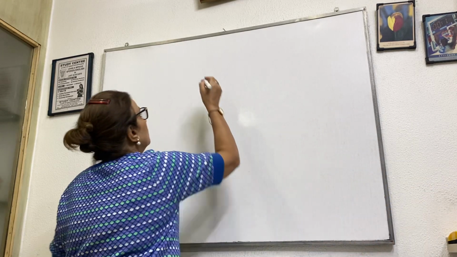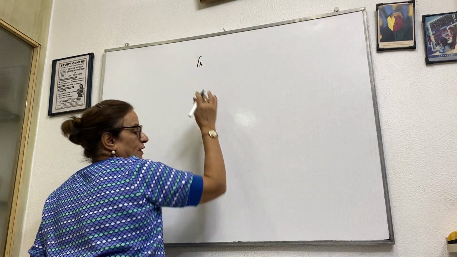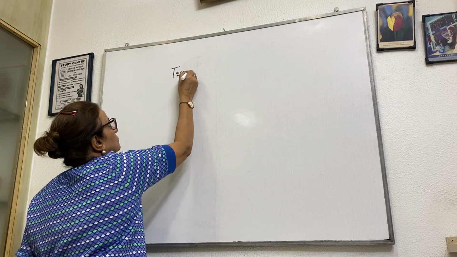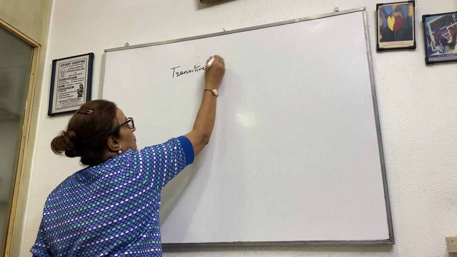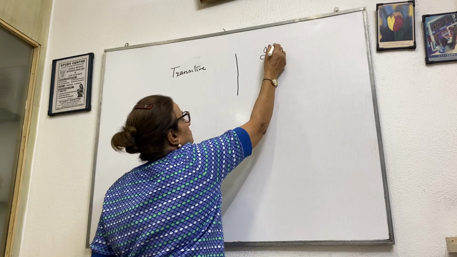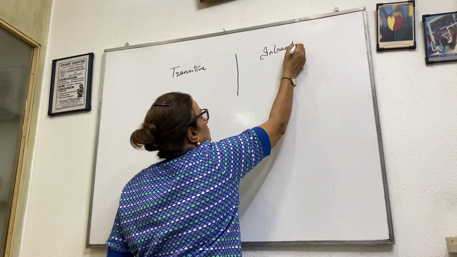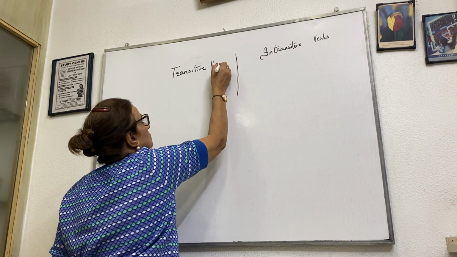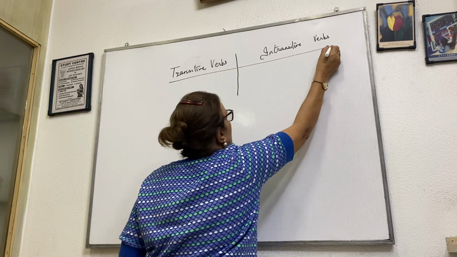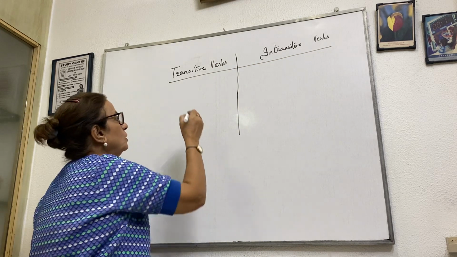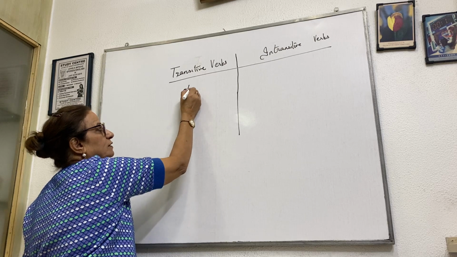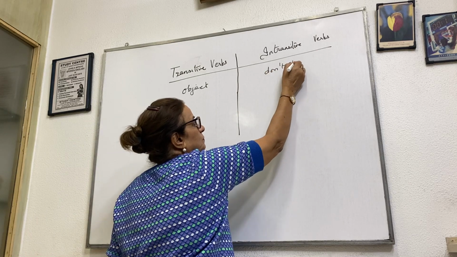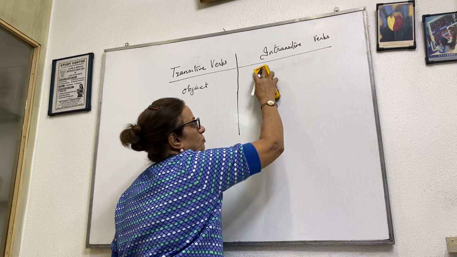So today I'm going to do, like I told you, transitive and intransitive verbs. Let me give you in a tabular form. Make a table: transitive and intransitive verbs. So transitive verbs have an object, intransitive verbs don't have an object, or we make it shorter, no object.